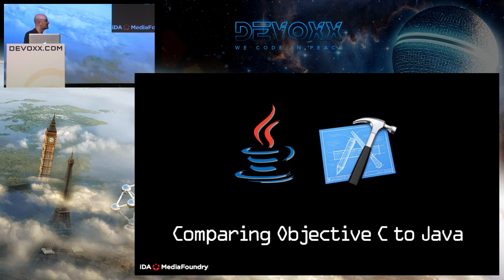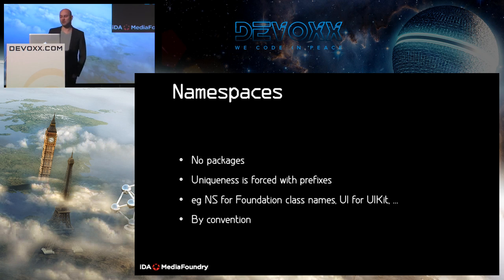So let's move on to comparing Objective-C to Java. First off, in Java we have namespaces called packages. These we don't have in Objective-C, so to make classes unique, we use prefixes. You will see in this presentation a lot of prefixes starting with NS. This is an abbreviation for NeXTSTEP, coming from Stepstone and NeXT put together. So this is the Foundation Kit. And then UIKit is prefixed with UI, and there are many more examples.